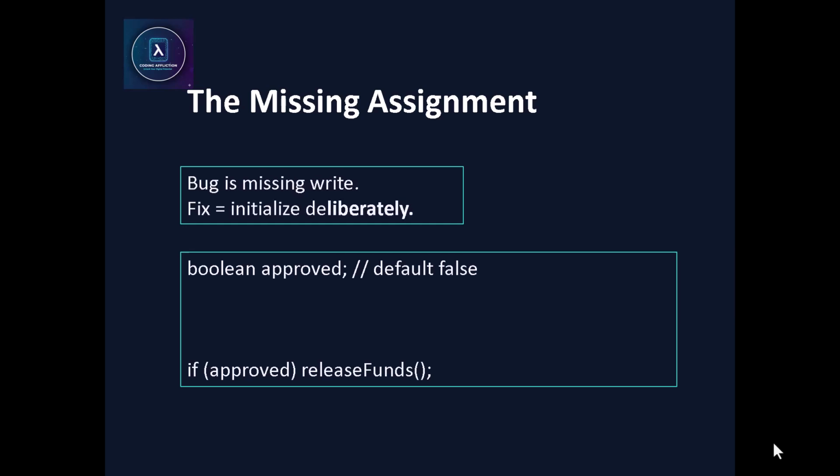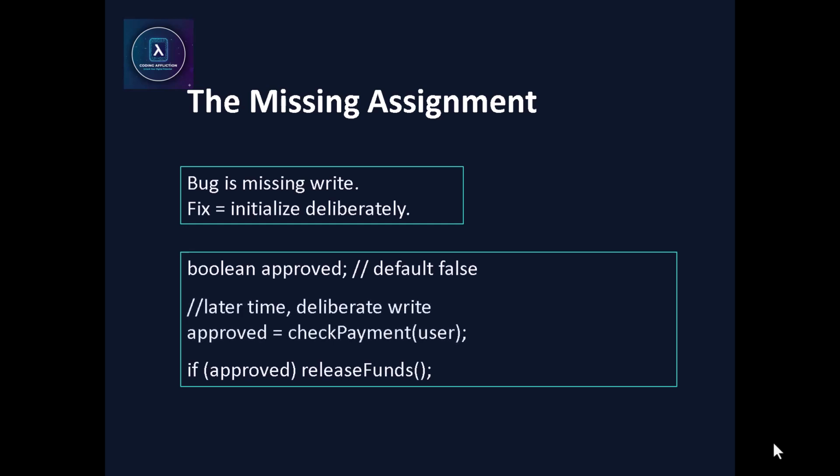The CPU is doing exactly what you told it to. Read approved? False, skip the block. We never said it, but that's not a defense. The system still misbehaved. The fix patterns are simple: initialize in the same scope as the decision. Pass the value in as a parameter. Or restructure so the decision is based on computed results rather than mutable fields. If the value matters, write it before the read. Treat missing initialization as a bug until proven otherwise.